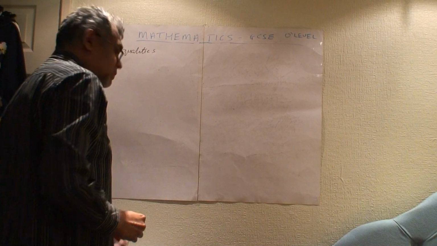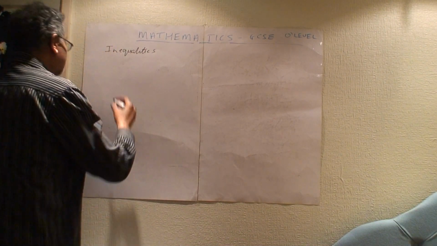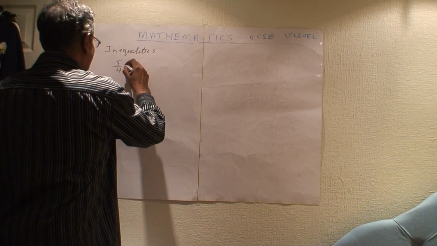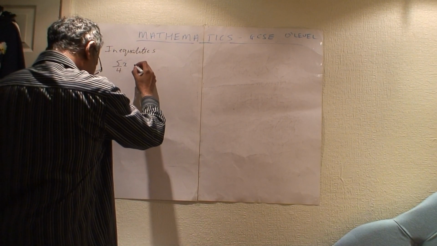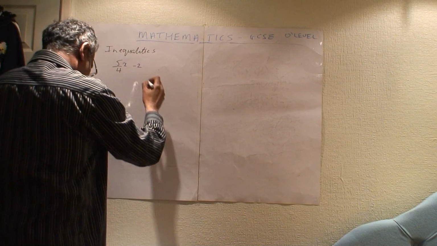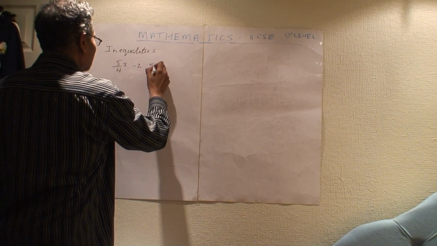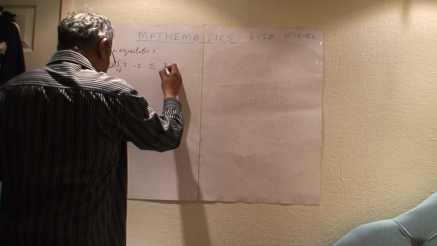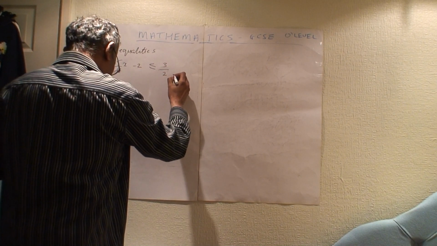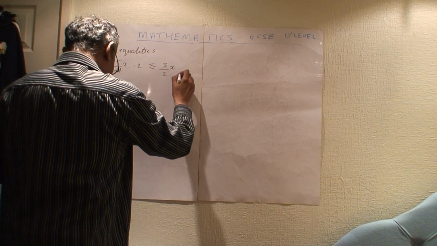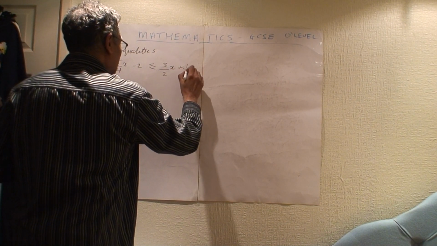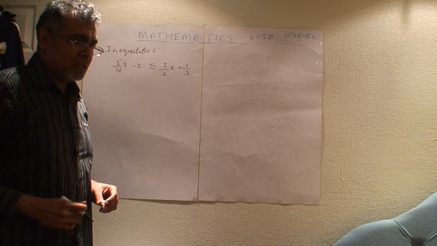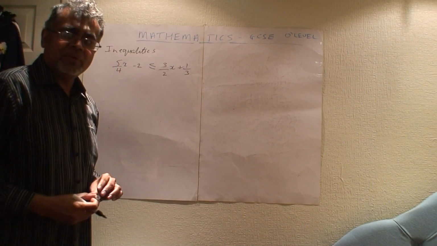Okay, just a couple more examples. Okay, so we have 5 over 4x minus 2 less than or equal to 3 over 2x plus a third. Now here we have a number of fractions, and to get rid of fractions you have to multiply by a certain number.